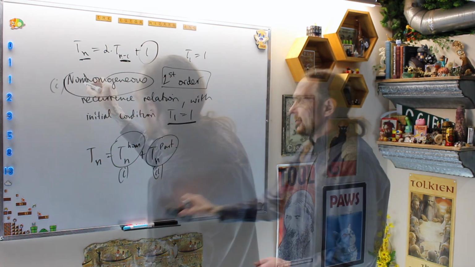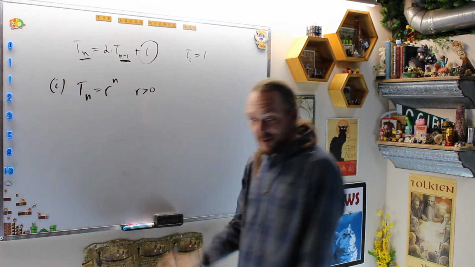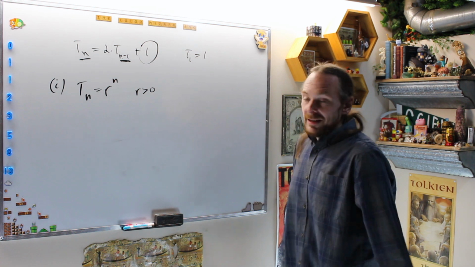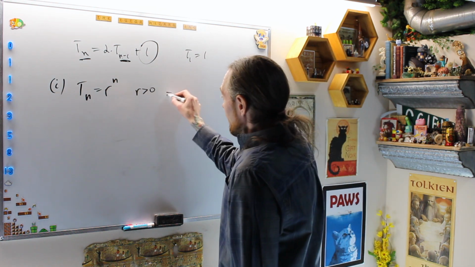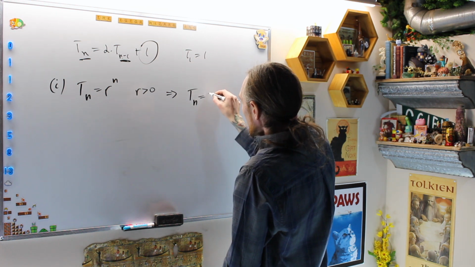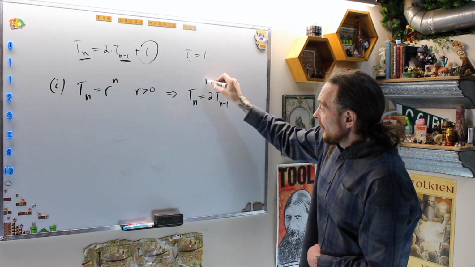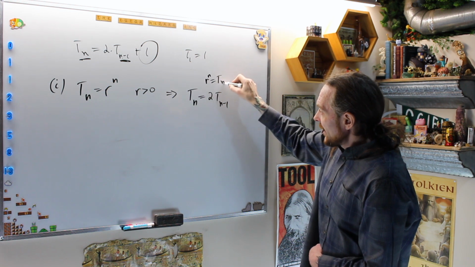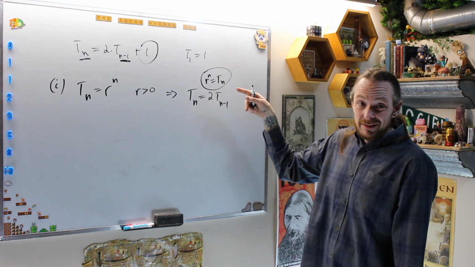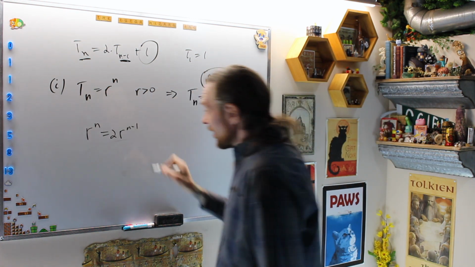Homogeneous solution. We assume that Tn equals r to the n for some positive real number, cleverly. What does that mean? Well, we plug that into the recurrence relation Tn equals 2Tn minus 1. If r to the n equals Tn, then what's Tn minus 1? It's r to the n minus 1. So this gives me r to the n equals 2r to the n minus 1.